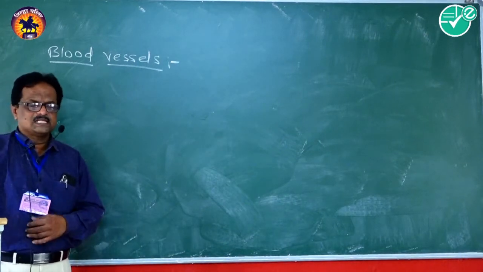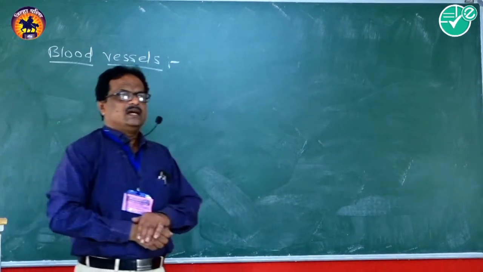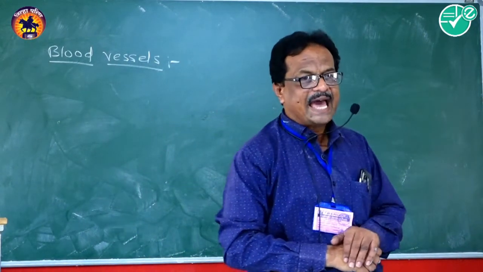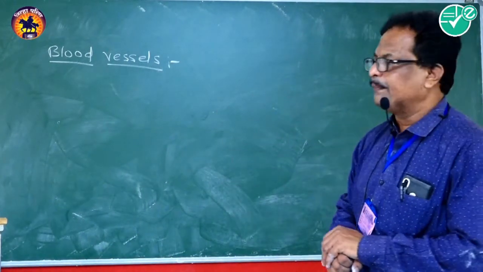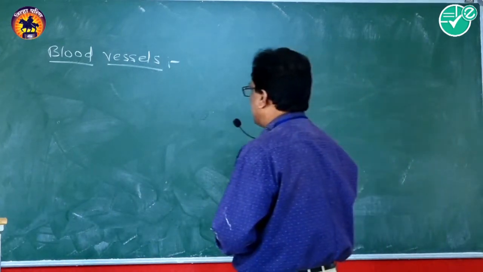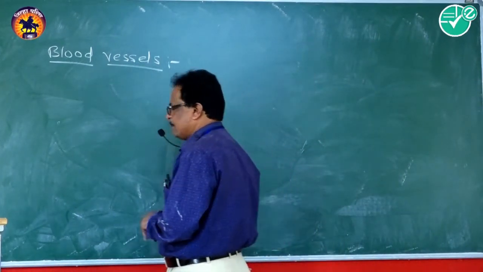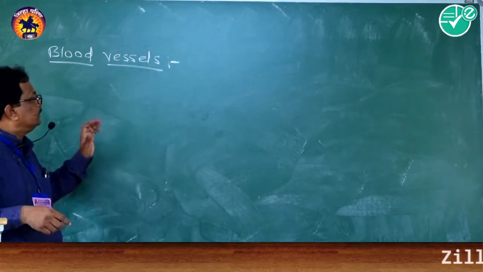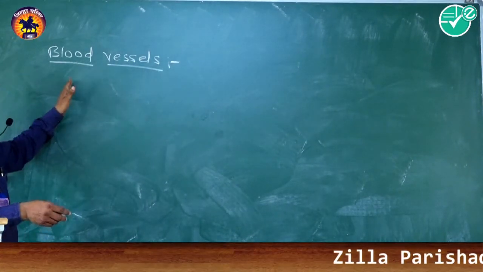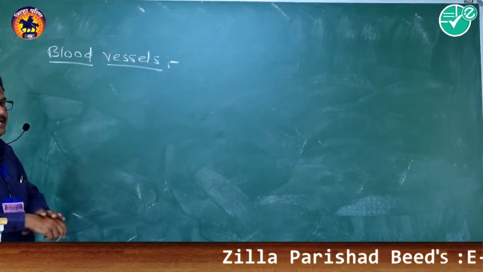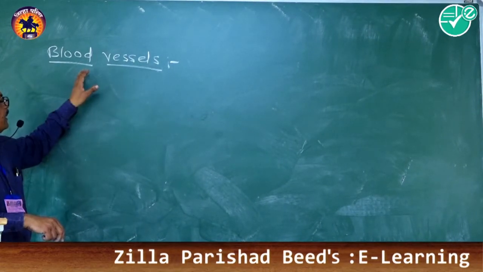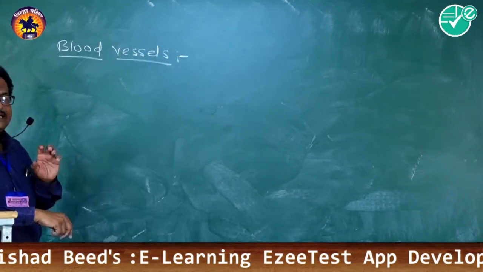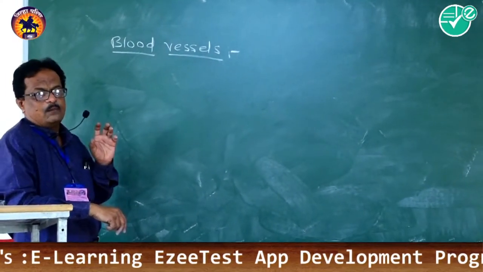What are blood vessels? Blood vessels are the tubular muscular structures which carry the circulating fluid from the heart to different parts of the body and from different parts of the body towards the heart. The function of the blood vessels is to carry the circulating fluid.